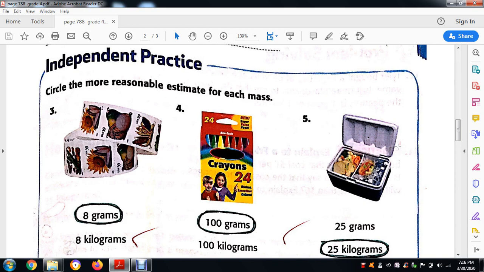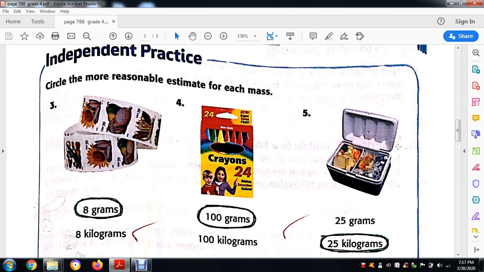Number 4, crayons. These are crayons for coloring, pack of 24. Two answers are given, 100 grams, 100 kilograms. 100 kilograms is a very large quantity, a measurement for a very large quantity. Crayons are very light in weight. We will select 100 grams and circle that.